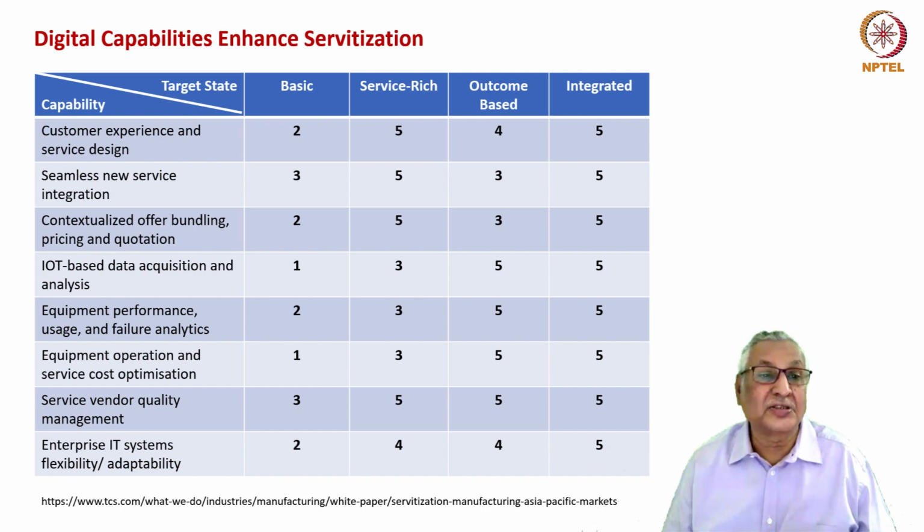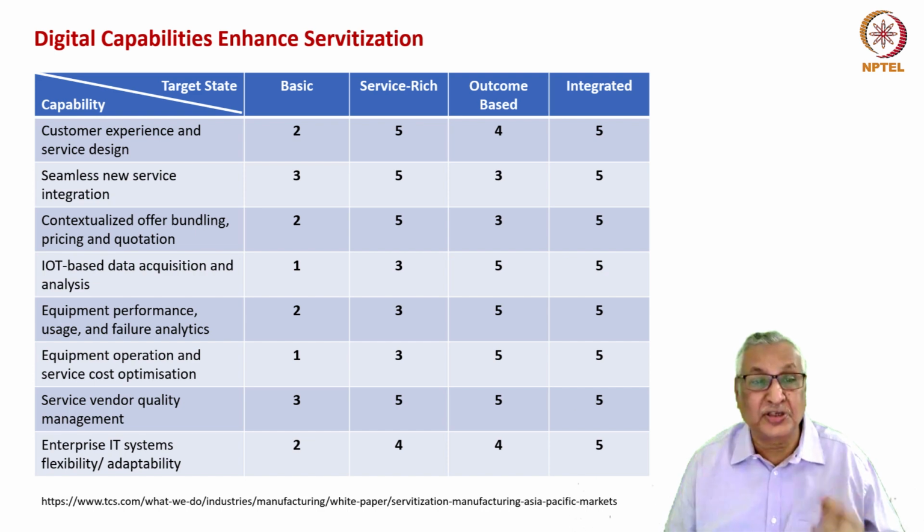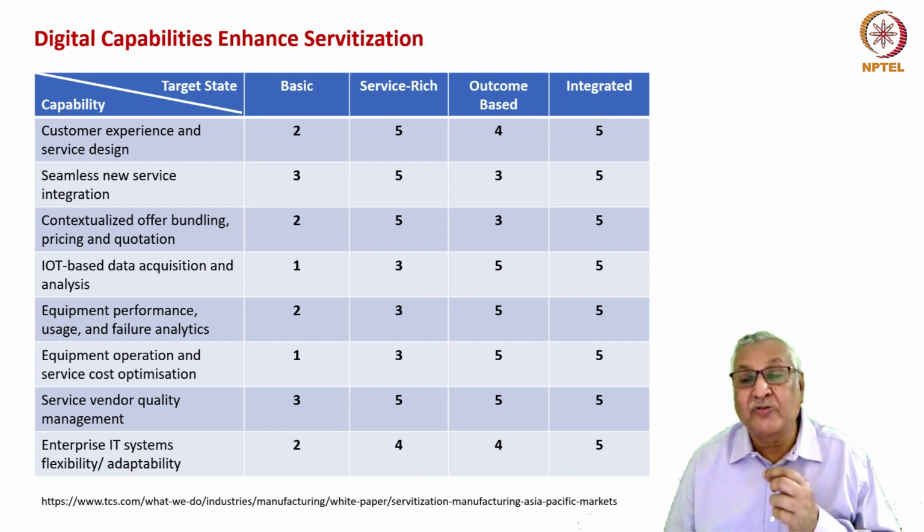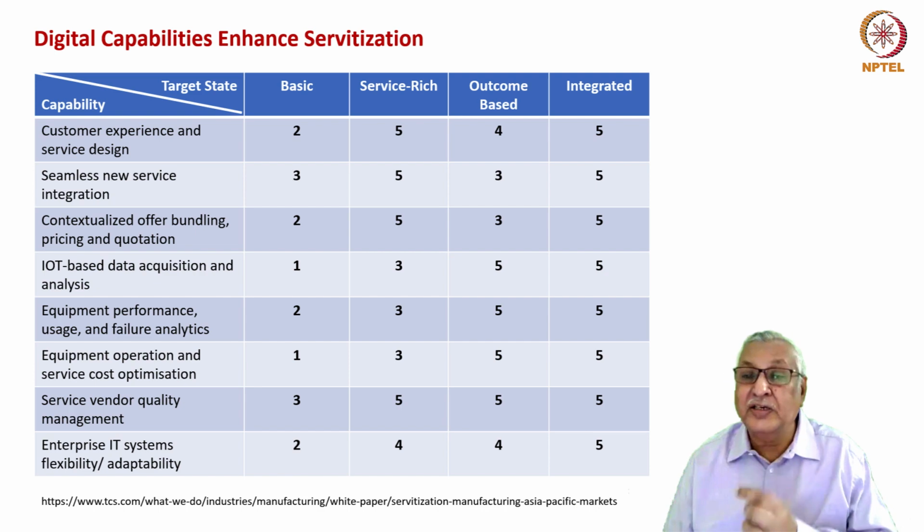This TCS table says, on a rating scale of 1 to 5, 5 being the highest capability and 1 being the lowest capability, what kind of capabilities and at what levels are required for good servitization. So there are factors such as customer experience and service design, seamless new service integration, etc., which you can see. In respect of customer experience and service design, for example, if you offer basic servitization, like remote monitoring of the equipment, remote servicing, then the requirement could only be 2. But if you are moving to service rich offering, you may require 5 level of competence. Outcome based 4, again integrated 5 level.